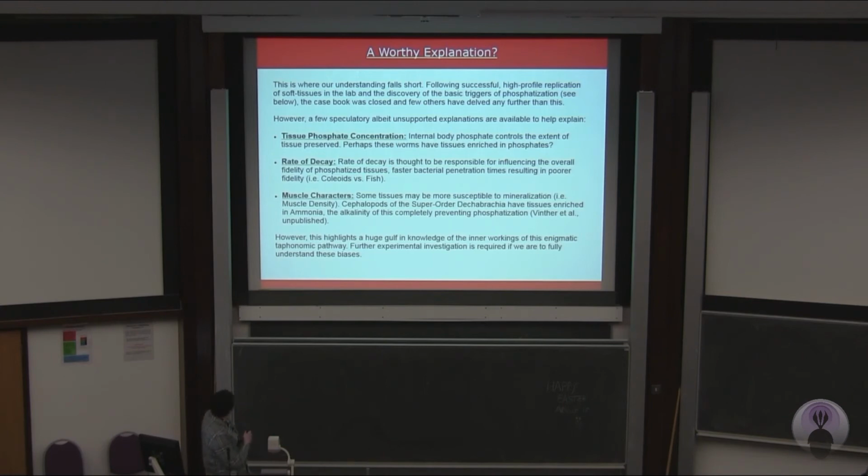Another promising avenue would be the characteristics of the musculature, including muscle density and muscle histology, and even chemical composition. It's been shown via unpublished results that cephalopods of the decabrachia have tissues enriched in ammonia, the alkalinity of which prevents acidity from reaching that critical point that allows phosphatization to occur. What this does highlight on the whole, though, is this huge gulf of knowledge, and we really need further experimentation if we are to truly explore this process and understand what exactly is causing these biases.